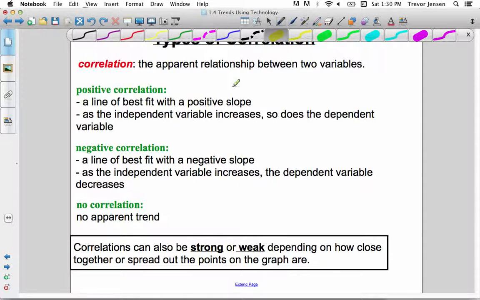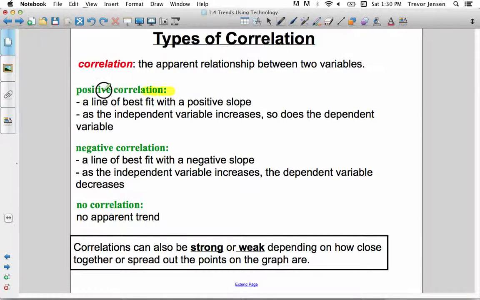Now, two variables could have different types of relationships. They could have a positive correlation, which is when as the independent variable increases, the dependent variable also increases. So if I was to draw a line of best fit that would show the trend in the data, the line of best fit would be going up to the right, which would mean that it has a positive slope.